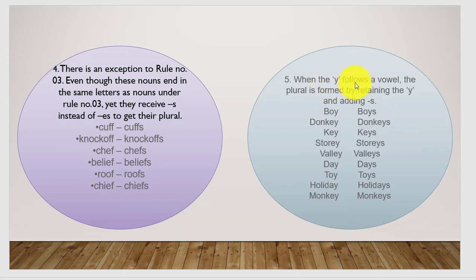So when the y follows a vowel, the plural is formed by retaining the y and adding s. So boy will become boys. Donkey will become donkeys. Key, keys. Valley, valleys, and so on.